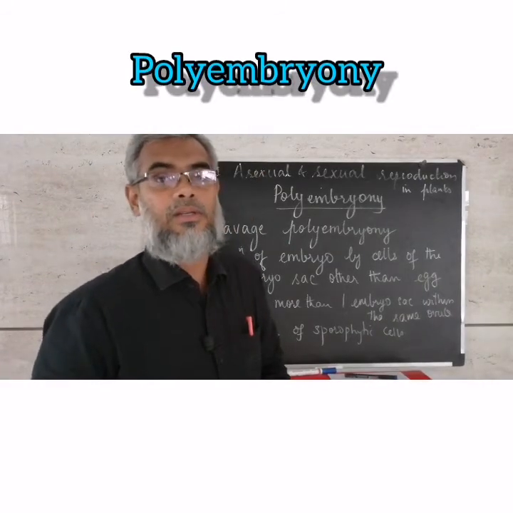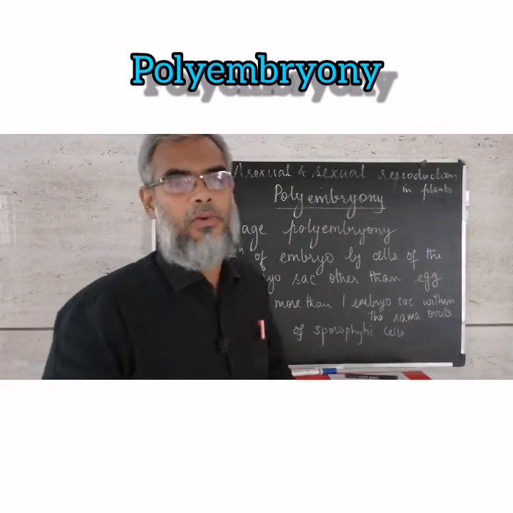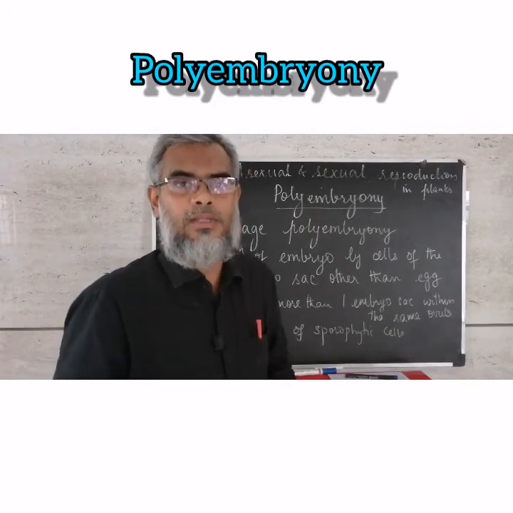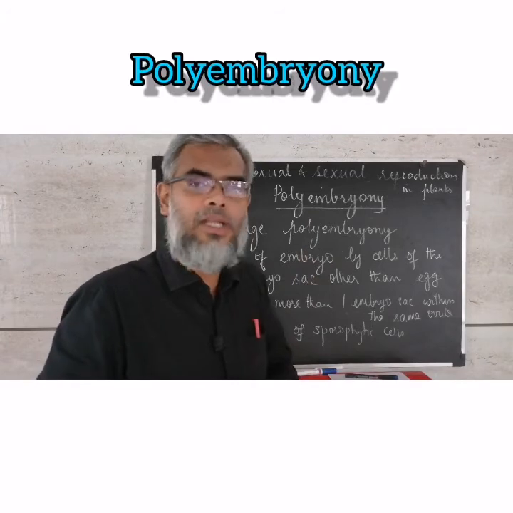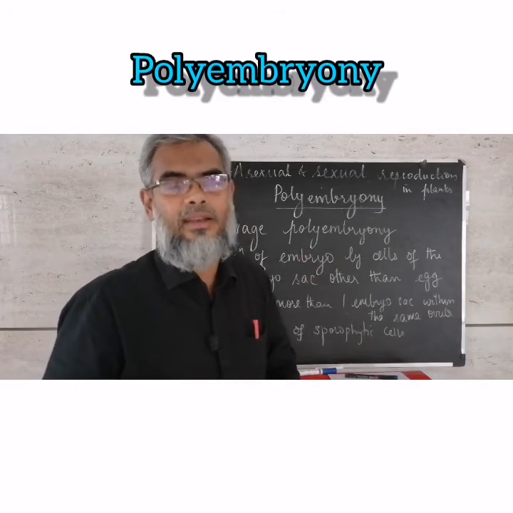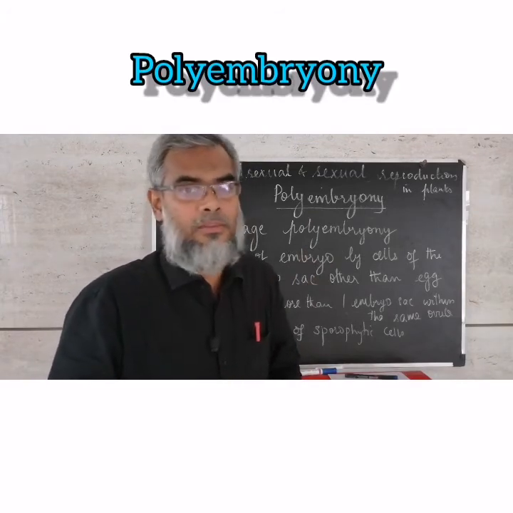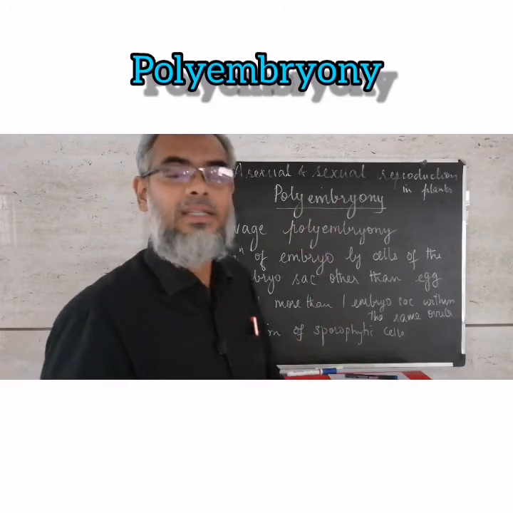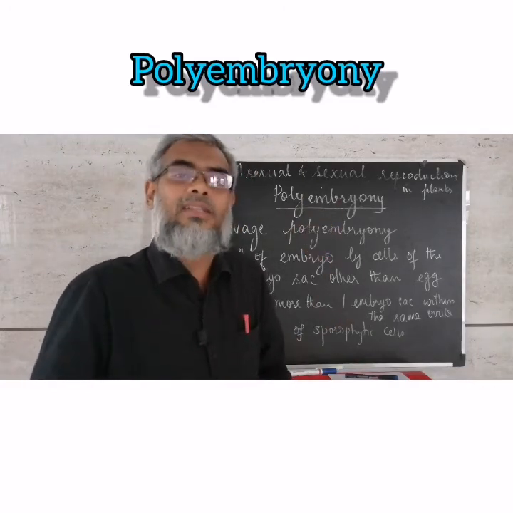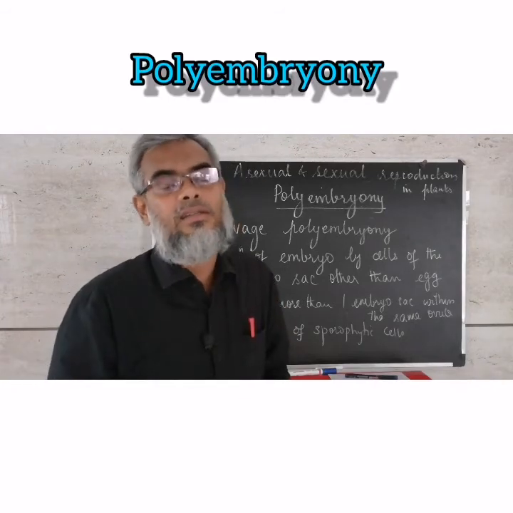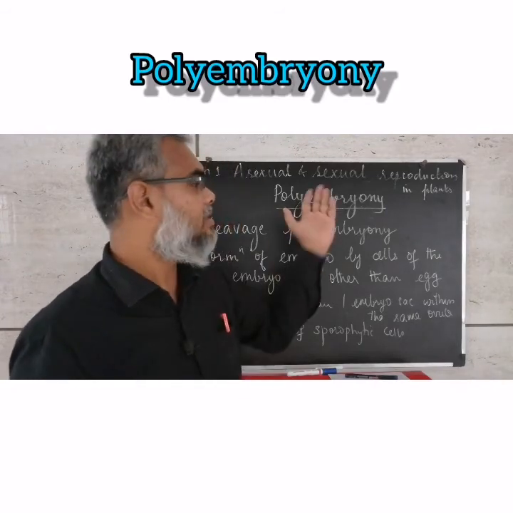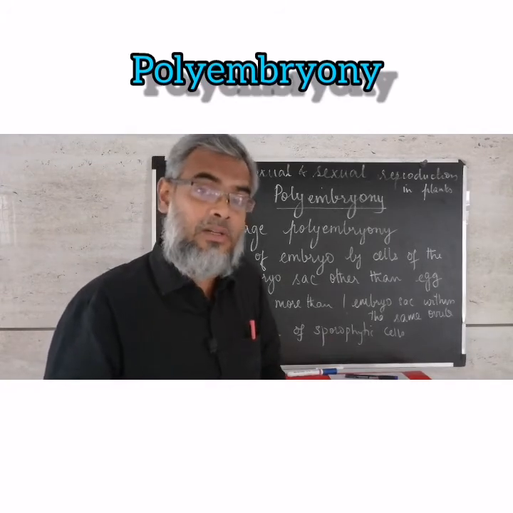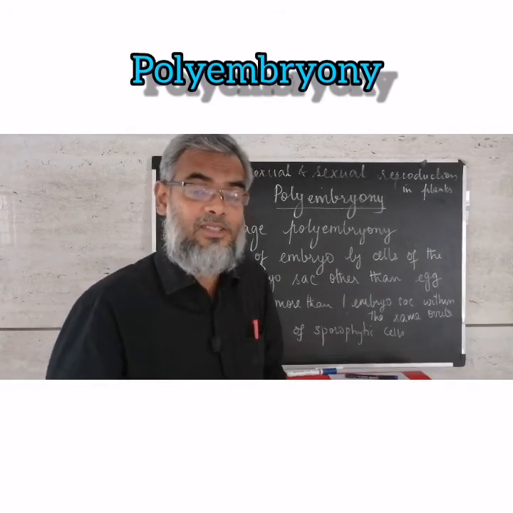The next topic is polyembryony. From the name itself we can understand: poly means many, embryony means embryos. Generally one embryo will be formed in the embryo sac, but if more than one embryo is formed, it is called polyembryony. That also happens in plants. So that is polyembryony. It was first discovered by this polyembryony.